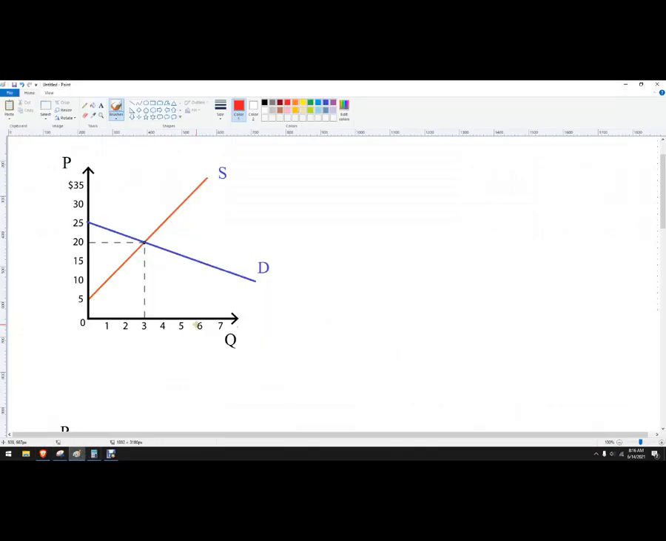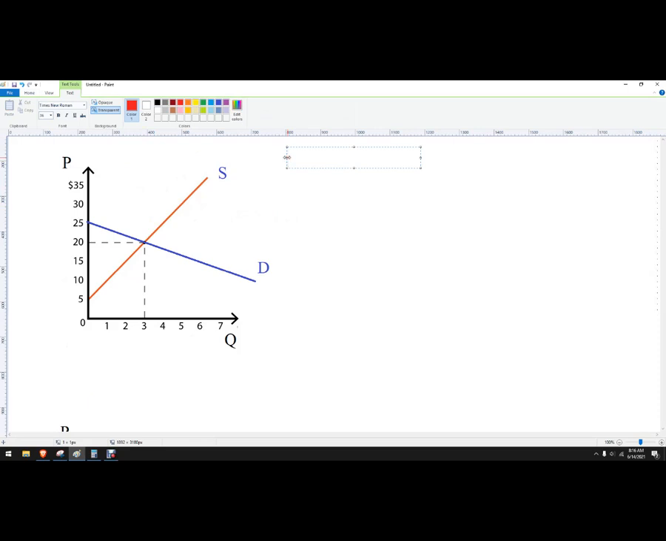Hello, in this video, let's do some practice with consumer and producer surplus with linear demand and supply curves. So I've got a market right here for some product. And the thing to remember is, what is the consumer surplus? Well, consumer surplus is the area under the demand curve, but above the price.